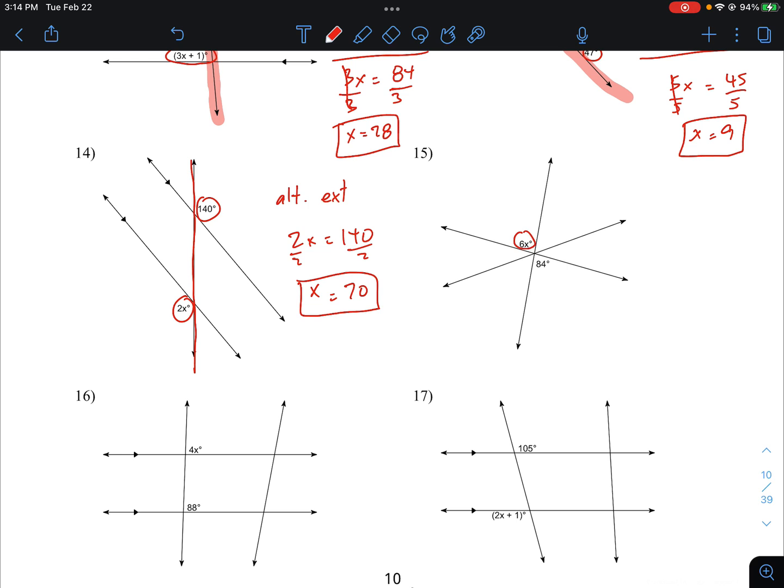All right, not two parallel lines and a transversal, but we do have vertical angles, which are congruent. So 6x is going to be equal to 84. Divide by 6. I don't know what that is off the top of my head either. 84 divided by 6 is 14.